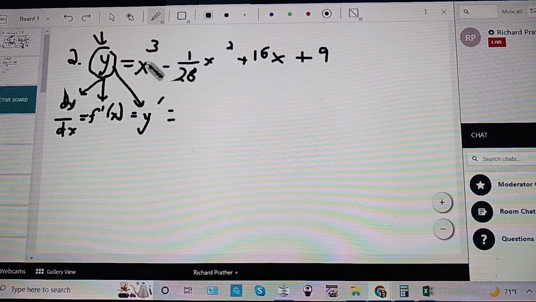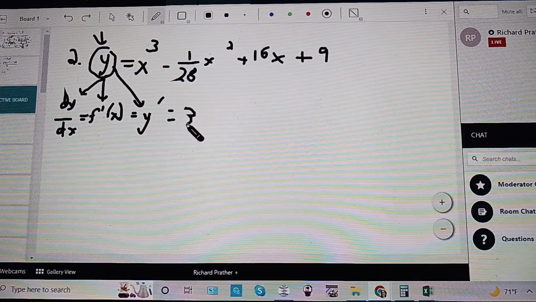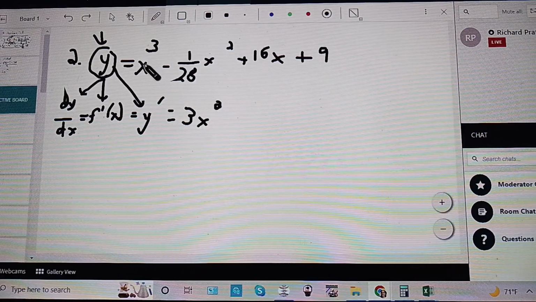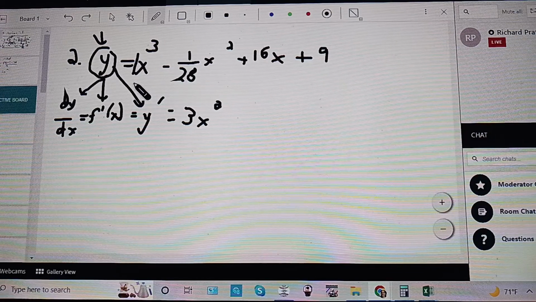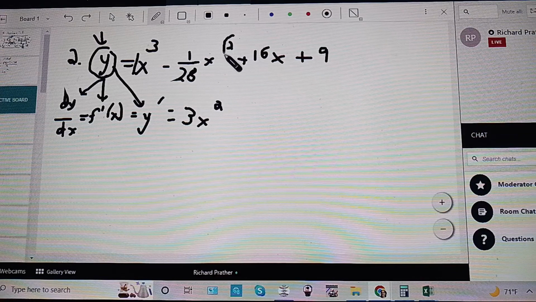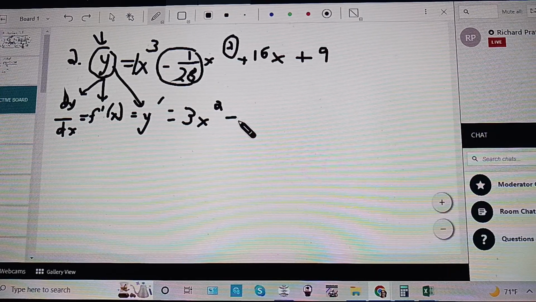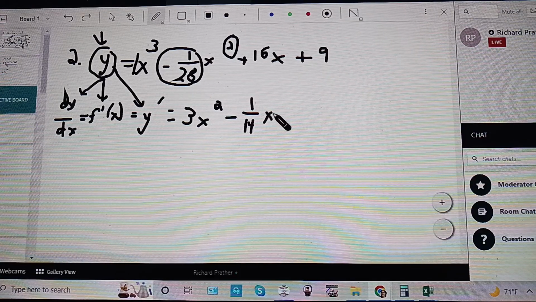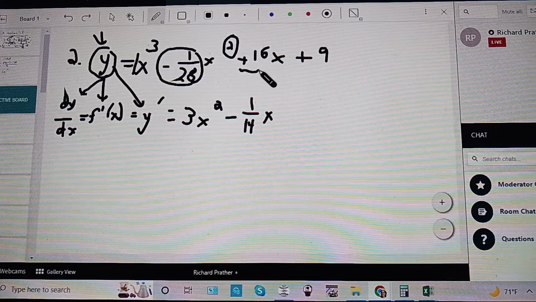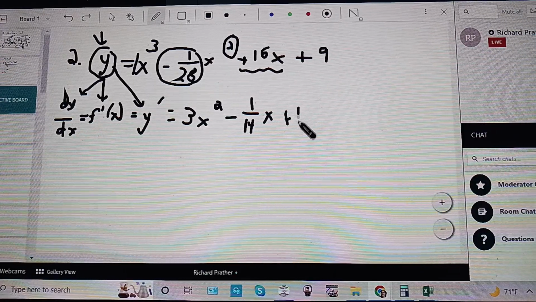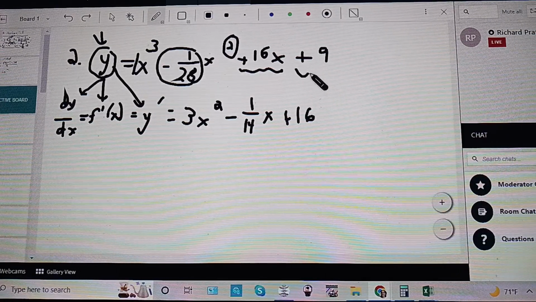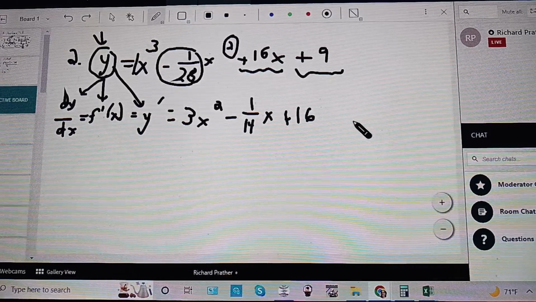So x to the third, we did that one a second ago, that's 3x squared, because you're really doing 3 times 1. And then you're decreasing the exponent by 1 to a 2. So now you're doing 2 times negative 1/28, which is negative 2 over 28, but that would reduce to negative 1/14. And then the 2 decreases by 1 to a 1. Here's a linear term, so the derivative of a linear term is just its constant in front, 16. The derivative of a constant is nothing, so we don't have to put it in the answer.